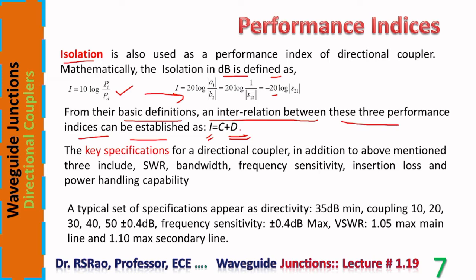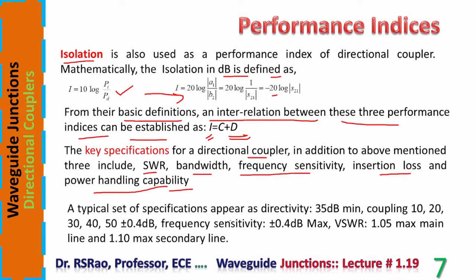Now, an important aspect pertaining to directional couplers. For any device, specifications play an important role in giving information pertaining to the quality of functioning. Now we consider key specifications of a directional coupler. In addition to the three mentioned above, that is coupling factor, directivity, isolation, there are SWR, standing wave ratio, bandwidth, frequency sensitivity, insertion loss, and power handling capability. They are also critical aspects of the directional coupler which indicate the performance levels of the coupler.